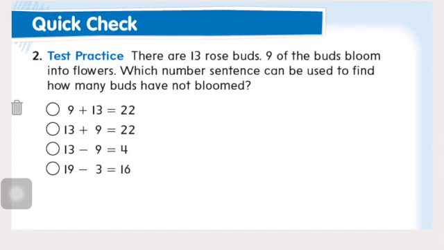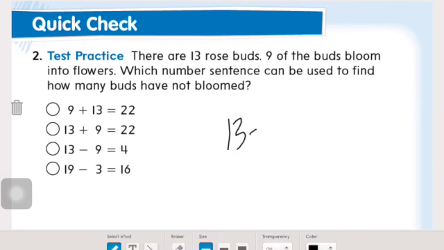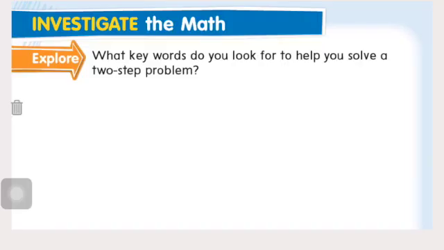There are 13 rosebuds, 9 of them bloom into flowers. Which sentence can be used to find how many buds have not bloomed? So I've got 13, and I'm taking away the ones that already did bloom to find out how many are left. So 13 minus 9, it's going to be this one, which means that there are 4, right? That's the only one that has 13 as the whole, taking away a part 9 and finding the answer.